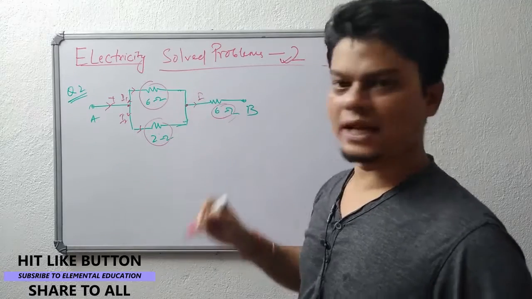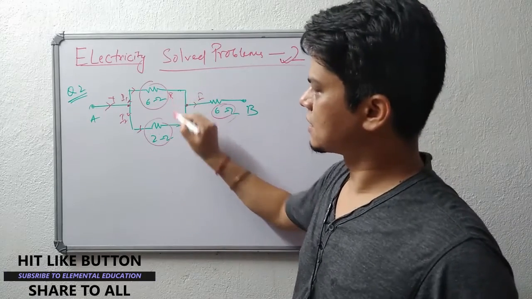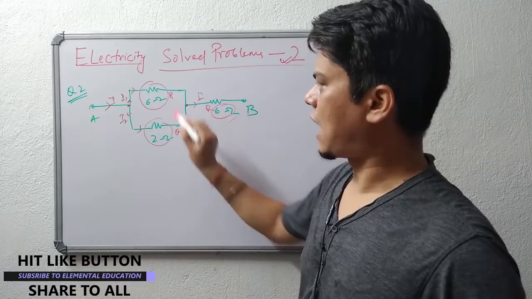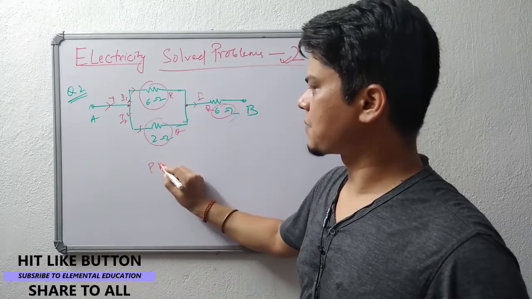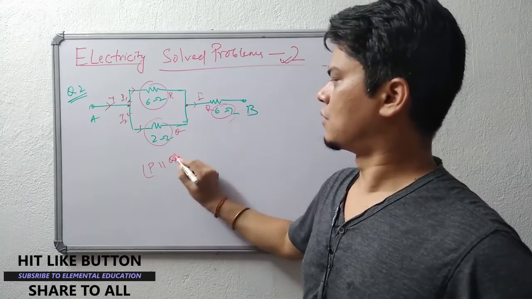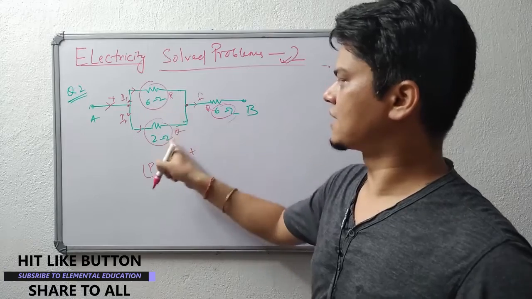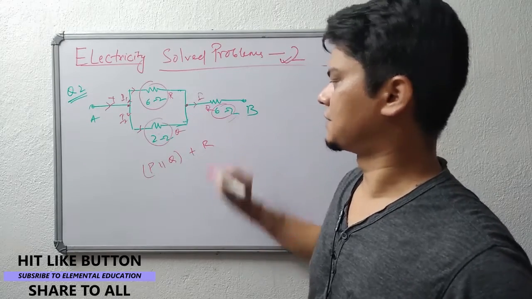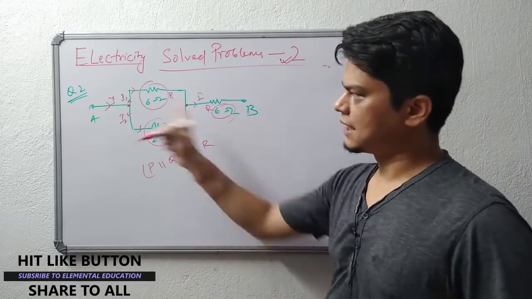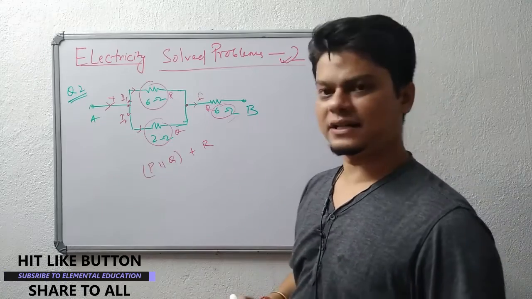So if I name these resistances P, Q and R, how can I write? P is parallel to Q, and this combination of P and Q is in series with R. So let me find this equivalent resistance.